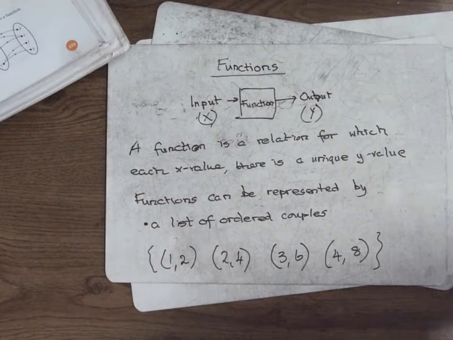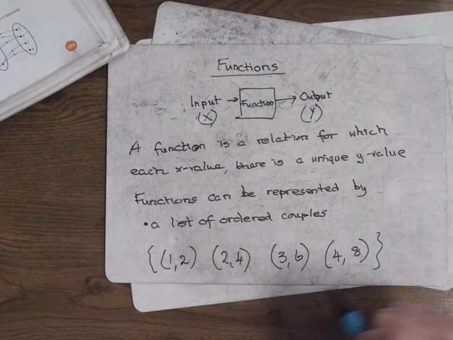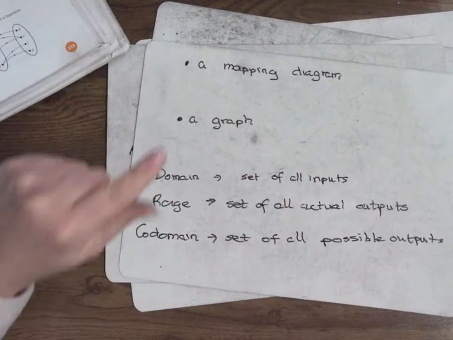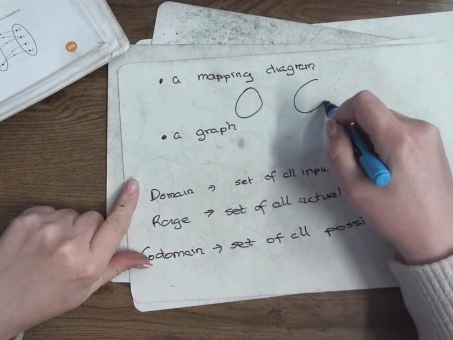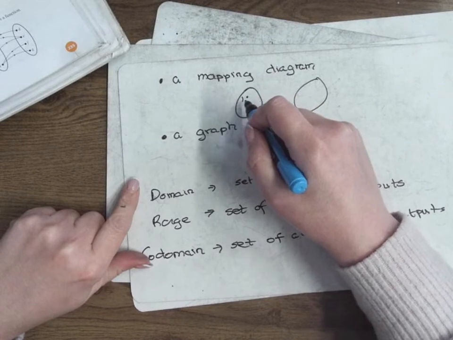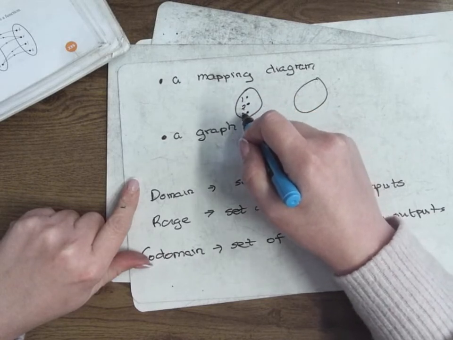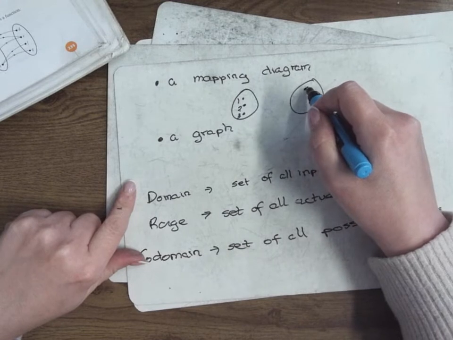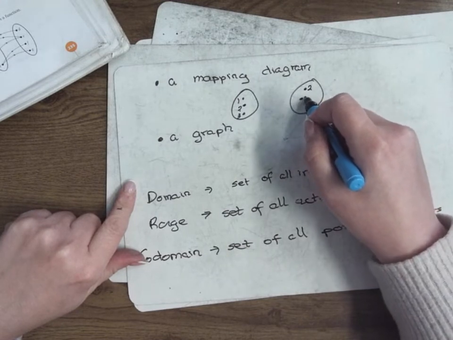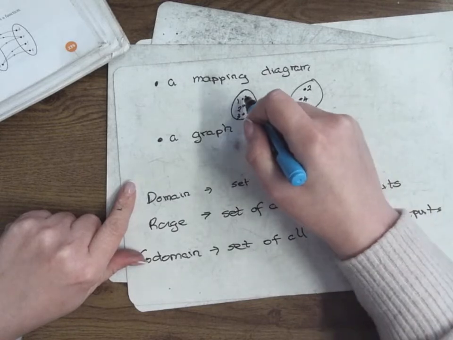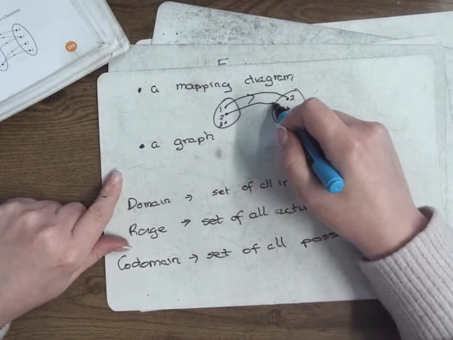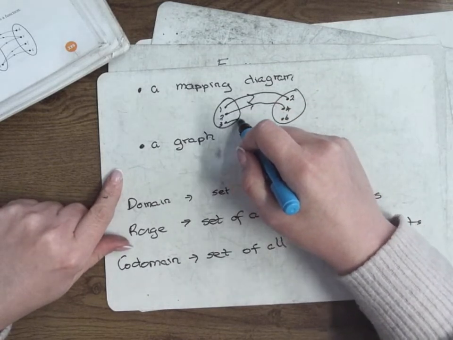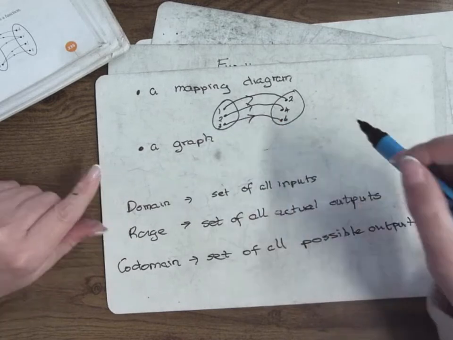Okay, are we okay? So a function can be represented by a list of ordered couples, or it can be represented by a mapping diagram. Remember we had these in Junior Cert. I'll only do 3 here because I have to make it really small. So 1, 2, 4, 6. Now I know you can't read that, so I'll call it out here. So 1 goes to 2, 2 goes to 4, and 3 goes to 6.